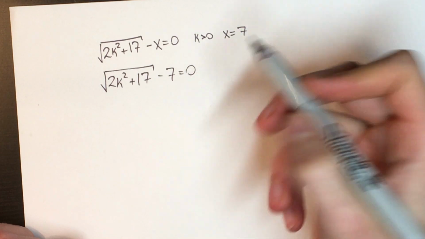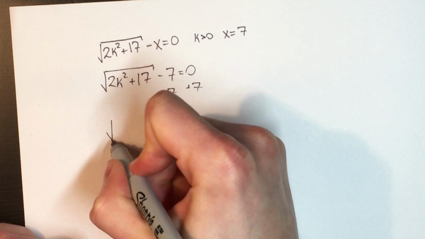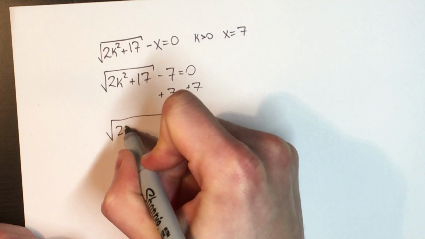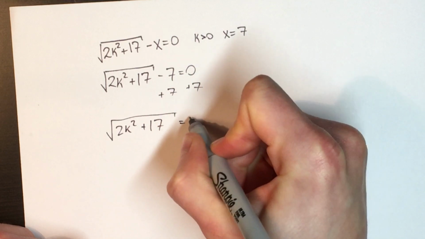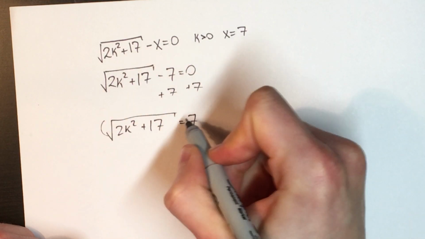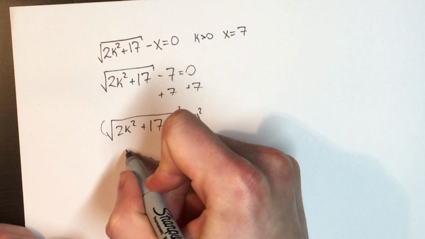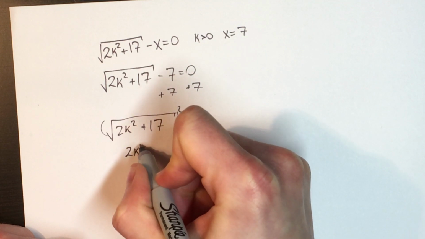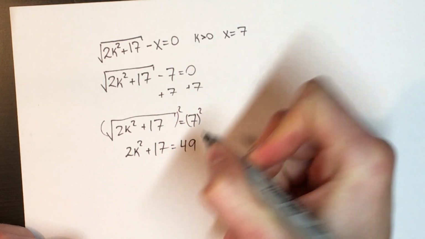So now how can we solve for k? Well, let's just go ahead and do plus 7 on both sides, given that the square root now 2k squared plus 17 is now equal to 7. We can square both sides. So then you're left with 2k squared plus 17 is equal to 49.